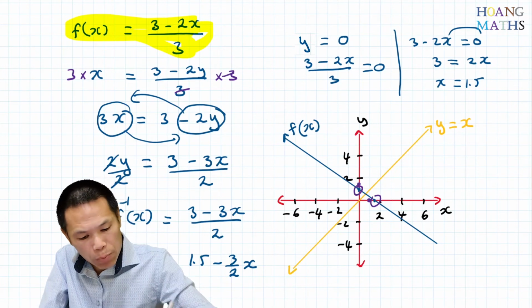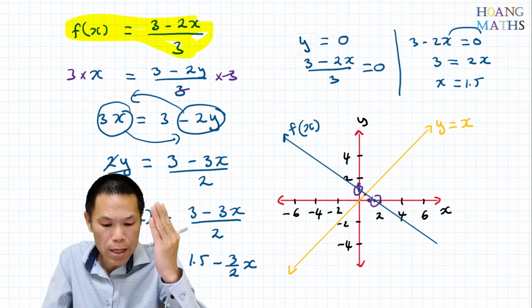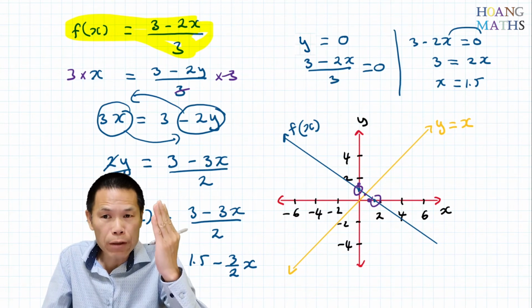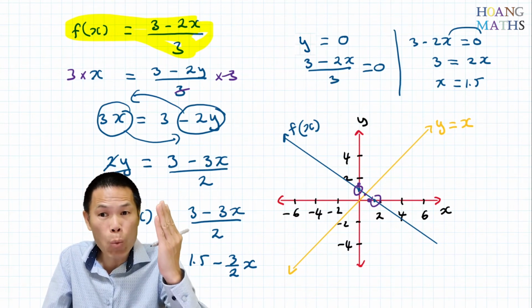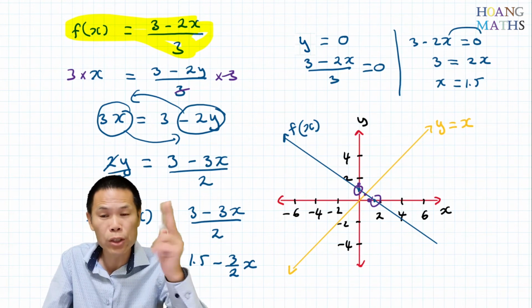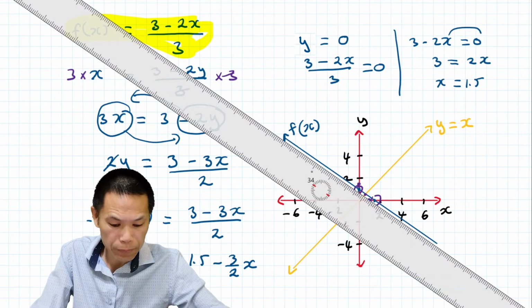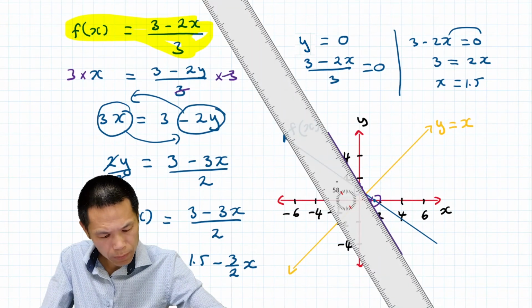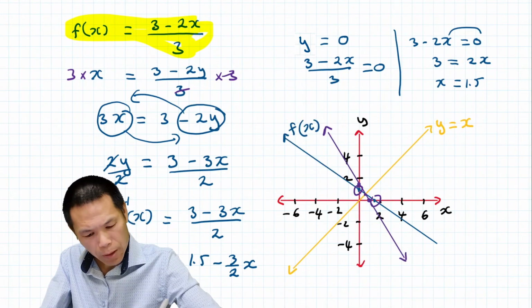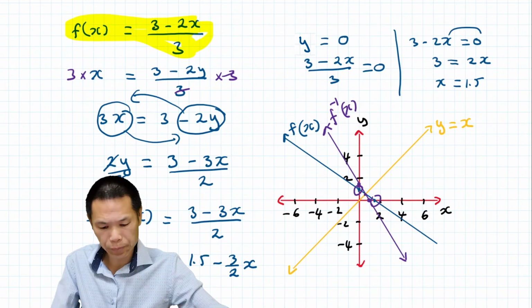And remember, this point is always the same because they both are equal. Remember, the inverse function and the function are reflections about y is equal to x. So at this point, they're both the same, okay? So the interchange is still the same. So let me just connect them together. So this is f inverse of x. So there you go.